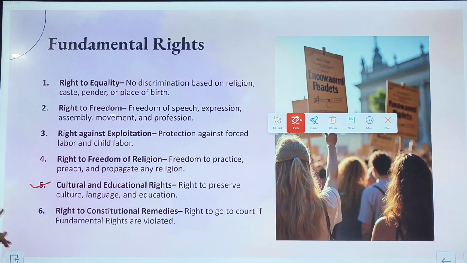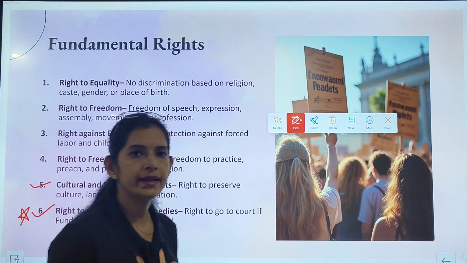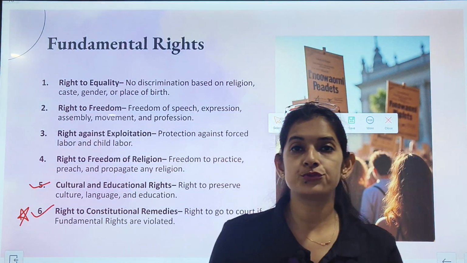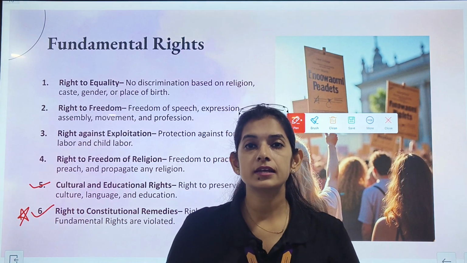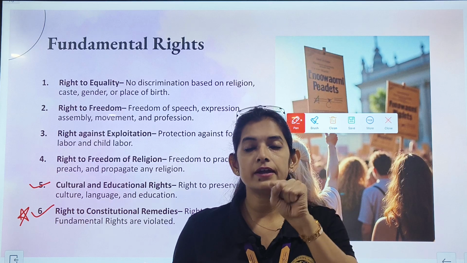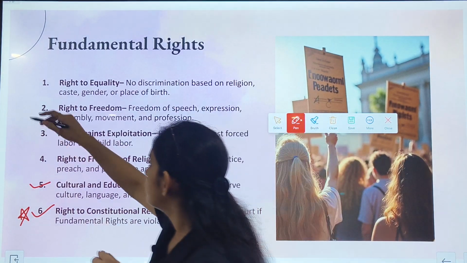Understood? Lastly, which is also considered the most important right, that is right to constitutional remedy. My dear students, right to constitutional remedy is the right which is actually safeguarding, which is actually protecting all these above five rights.